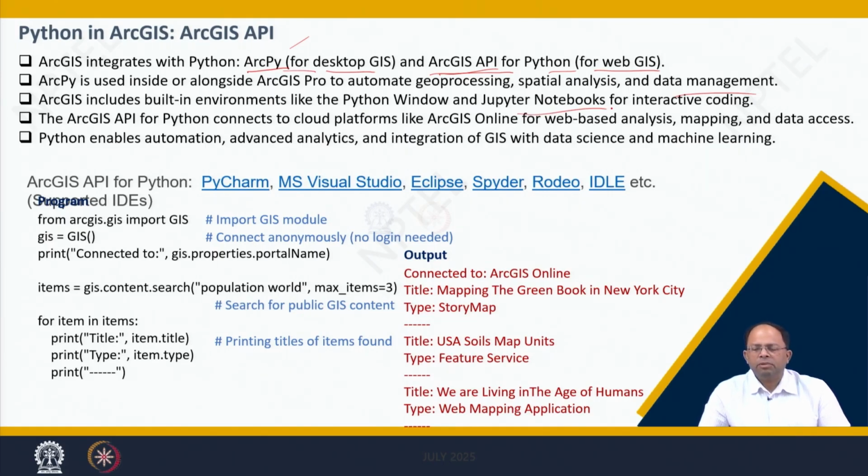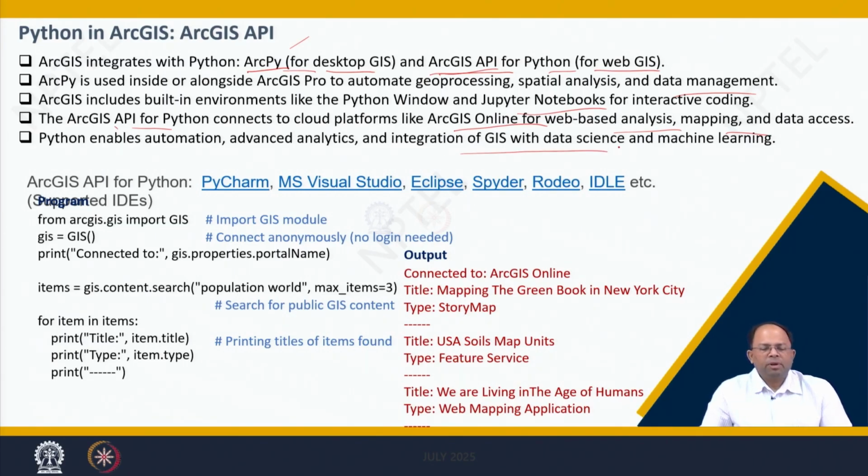So we can parallelly put Python code, and we can see the output of the code in the GIS itself. And the ArcGIS API for Python, whereas if we want to do it without installing ArcGIS Pro, or we want to do it from a remote desktop or something, then ArcGIS API we can use, and it connects to cloud platforms like ArcGIS Online for web-based analysis, mapping and data access.